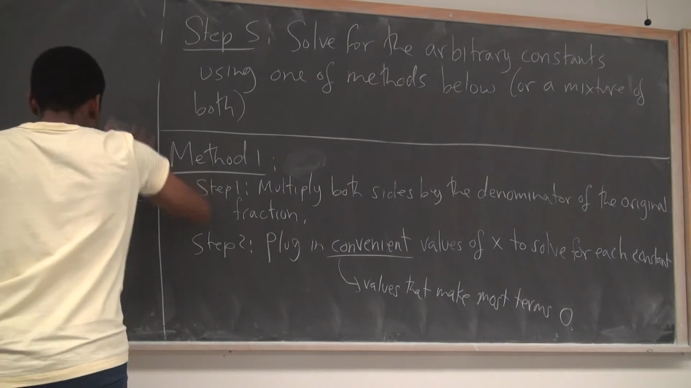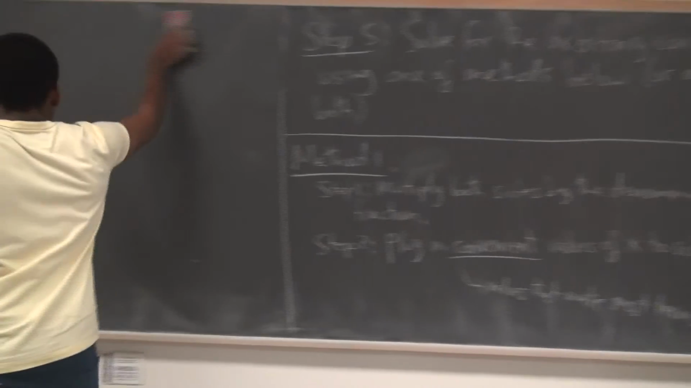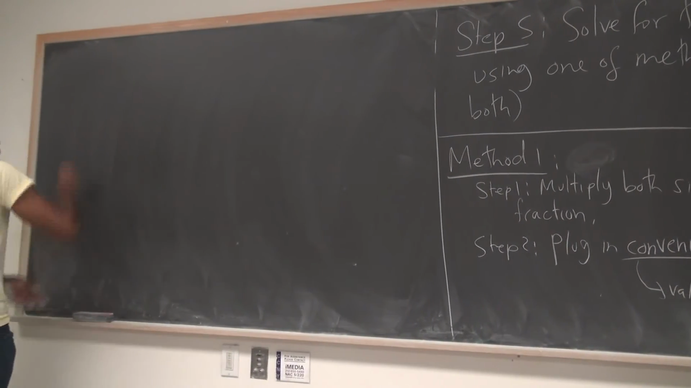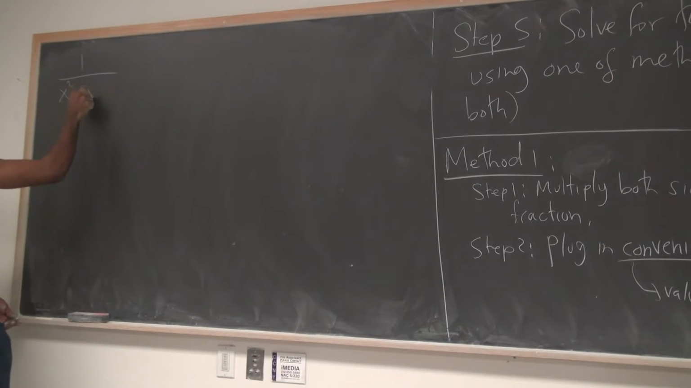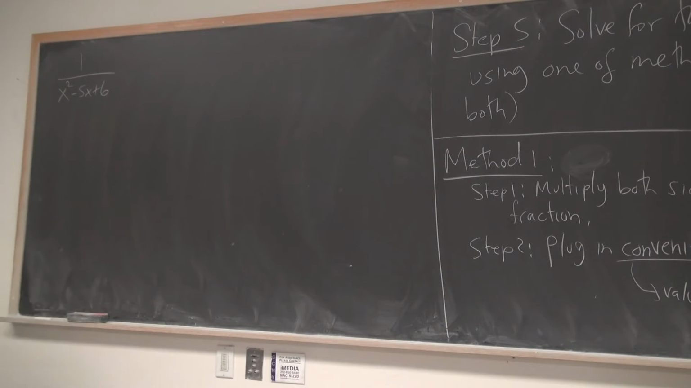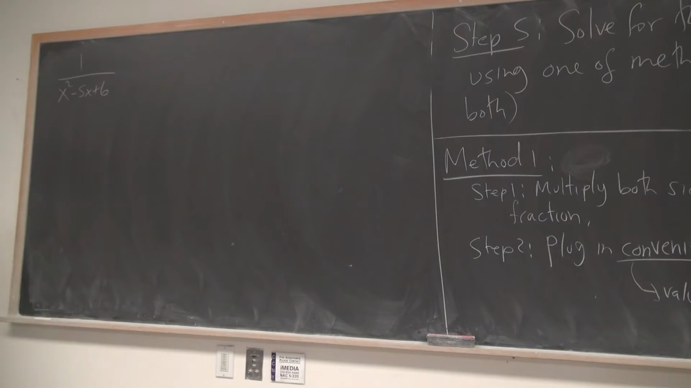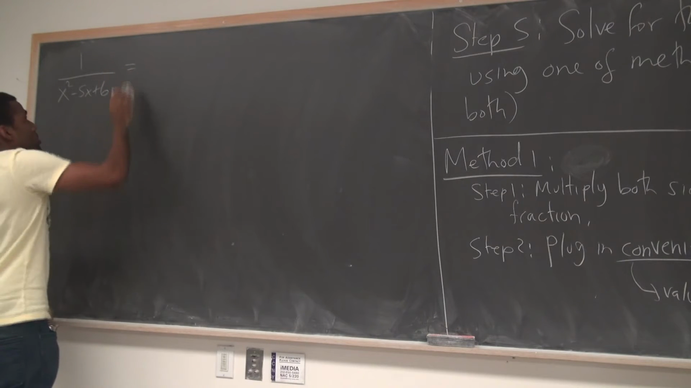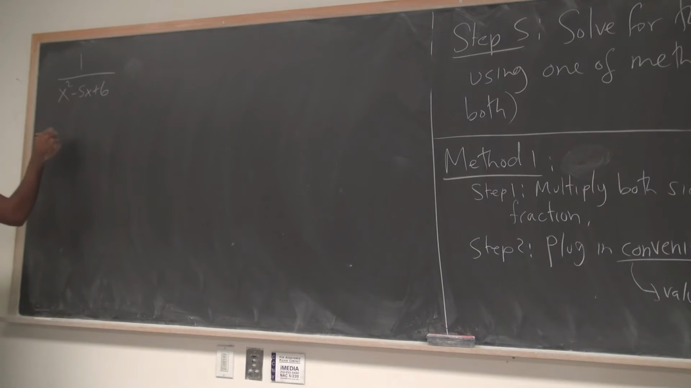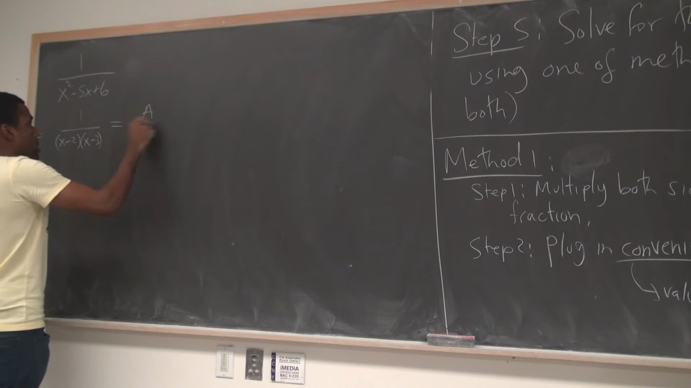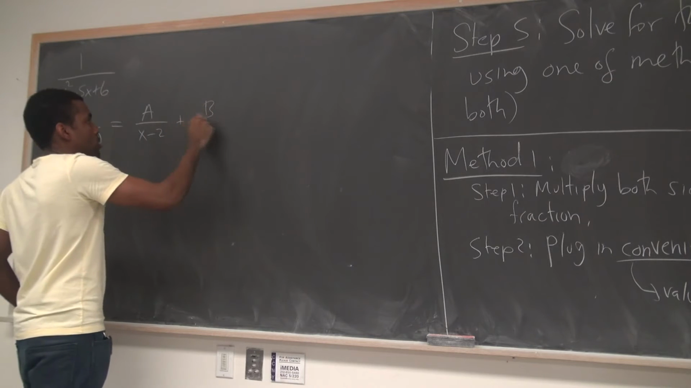Let's do method 1 on the very first example. I'm given 1 over x squared minus 5x plus 6. You don't want to do a trig sub on that one if you have to integrate it, so how do we break it up? The denominator factors, so this is equal to 1 over x minus 2 times x minus 3. We break this up as A over x minus 2, B over x minus 3.